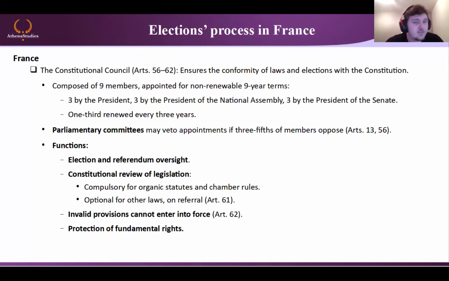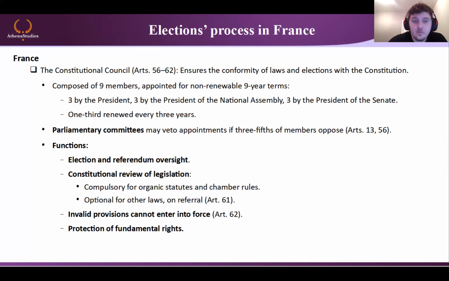Now, what about the elections process? The Constitutional Council ensures the conformity of laws and elections with the Constitution. You will also notice we didn't really have a slide like this for the other countries. That's because France has a Constitutional Council, which reviews the conformity of laws and elections with the Constitution. It's composed of 9 members appointed for non-renewable 9-year terms, 3 by the President, 3 by the President of the National Assembly, and 3 by the President of the Senate. And one third is renewed every 3 years, to keep it running. Parliamentary committees may veto appointments if 3/5 of members oppose.